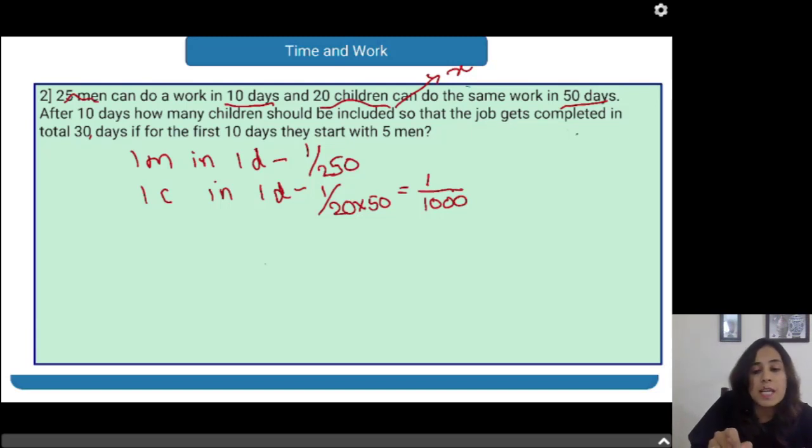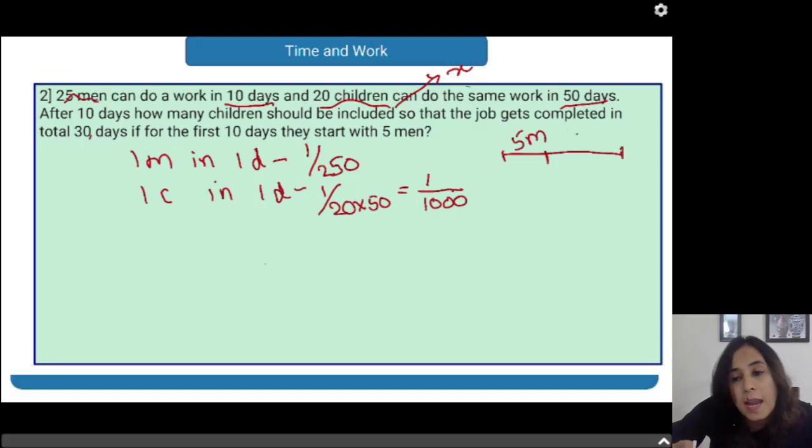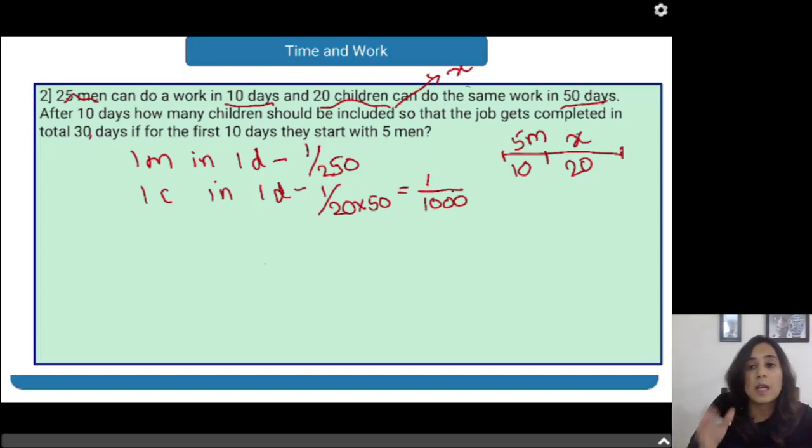If for the first 10 days they start with 5 men, so I divide my number of days, 30 days, into 2. The first 10 days, I have 5 men working. And in the next 20 days, I just have my X children who are working, and they complete the job together in 30 days. So now let us find out the value of X.